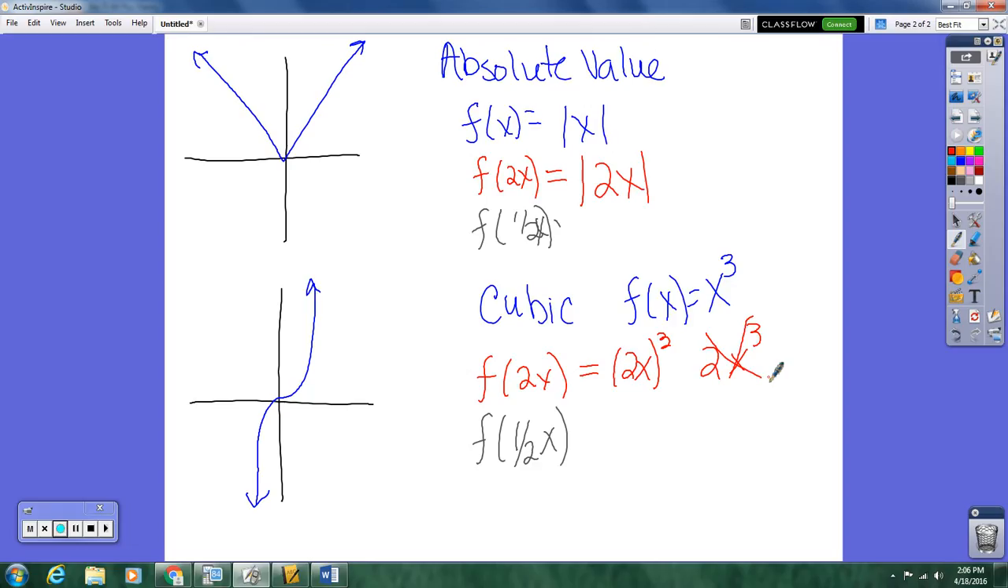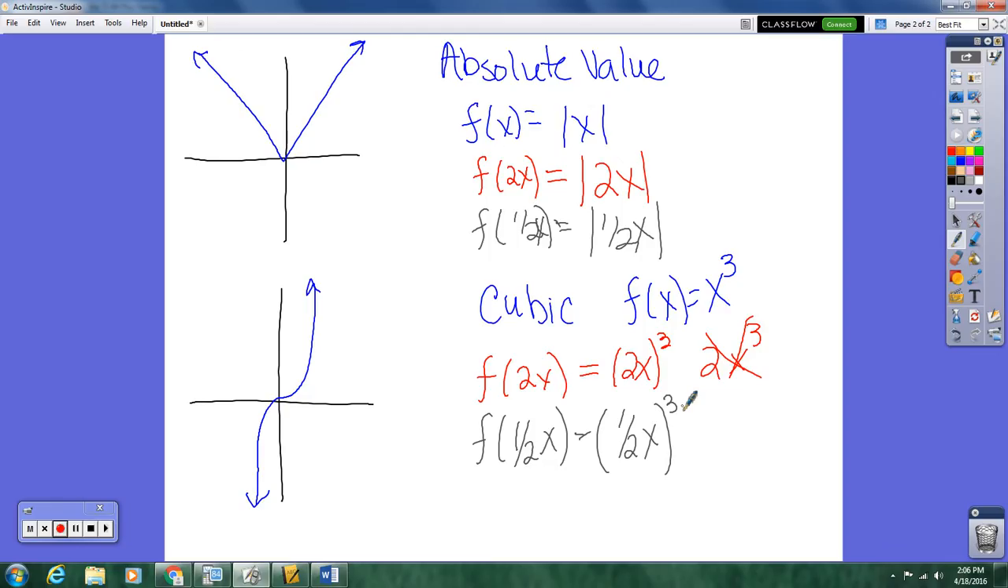So the 1/2, same thing. 1/2 is in the absolute value bars, and it's also being cubed. You got those two equations. Big difference whether that 2 or that 1/2 is inside the absolute value or outside, or whether it's being cubed or not.